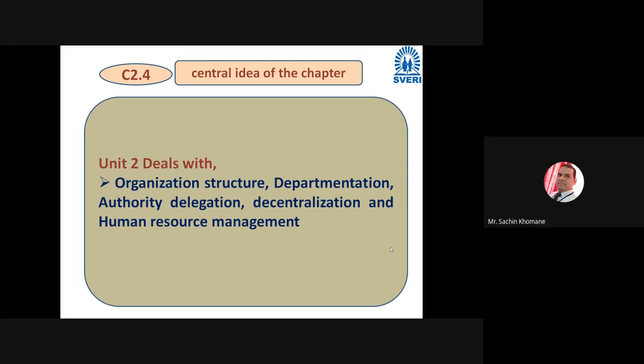Then the central idea of this particular chapter, friends, this second unit, staffing and organizing, deals with organization structure. What is the meaning of organization structure? What is the meaning of departmentation? What is the meaning of authority delegation, decentralization, and HRM, that means human resource management. So this chapter deals with these 4-5 points.